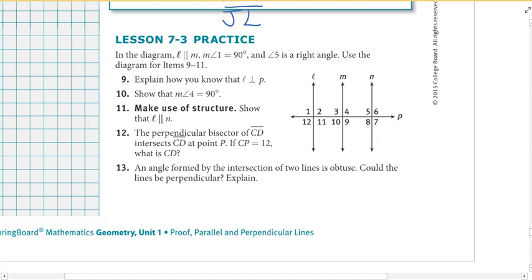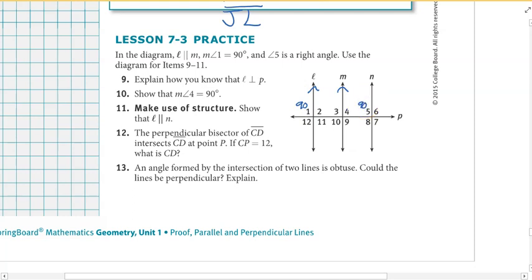All right, so hopefully you had some time to go over questions 9 through 13. Let's check our answers. In the diagram, L is parallel to M, so let's go ahead and mark that. L is parallel to M. Measure angle 1 equals 90. Angle 5 is a right angle, so also 90 if you want to put that on there.